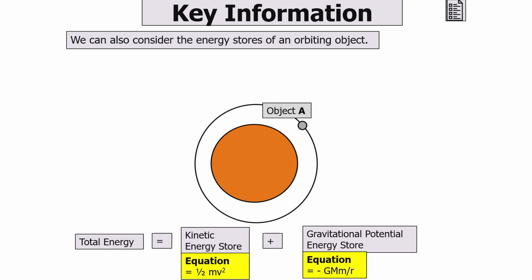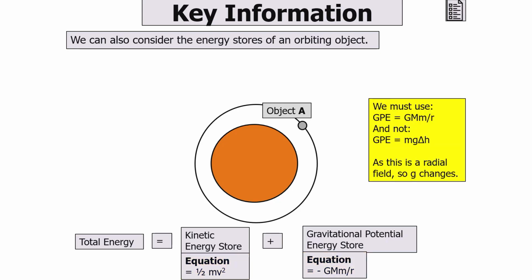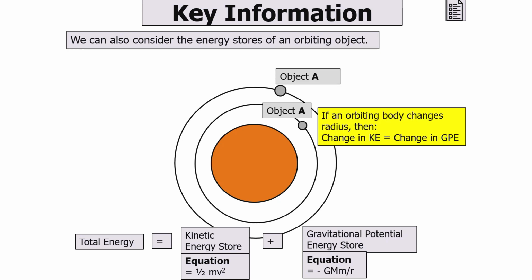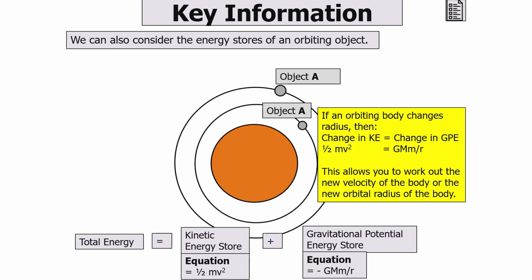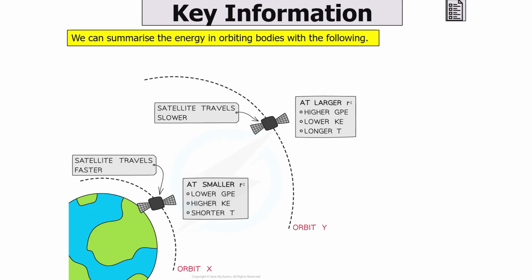Now, we can work out the kinetic energy store as equal to a half mv squared, and our gravitational potential energy store is equal to minus GMm over r. Now remember, we must use GPE equal to minus GMm over r and not mg delta h, because as this is a radial field, g changes. Now if an orbiting body changes radius, we say that the change in kinetic energy is equal to the change in gravitational potential energy, or a half mv squared is equal to GMm over r. So this allows you to work out the new velocity of the body or the new orbital radius of the body. So we can summarise the energy in orbital bodies with the following.